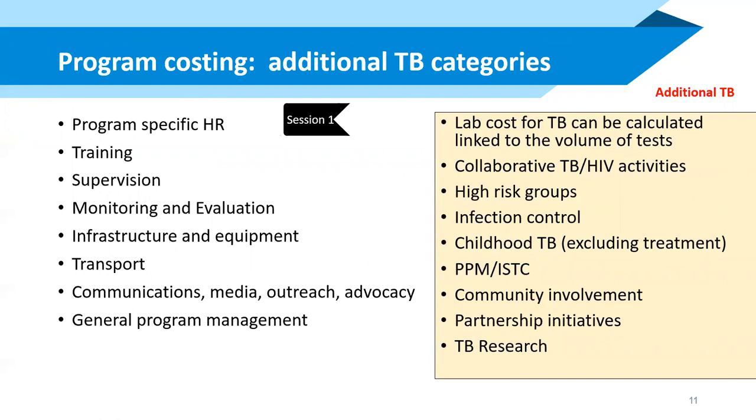Program costing also has some special elements for TB. You can see on the left the standard list of program cost categories that you'll see in every health area, but there are some additional ones for TB, including collaborative TB HIV activities, high-risk groups, infection control, childhood TB, apart from the consumables for treatment and identification, PPM, ISTC, community involvement, partnership initiatives, and TB research. One other point to make is that the lab costs for TB can also be calculated linked to the volume of tests so that you can ensure a syncing up of those assumptions.